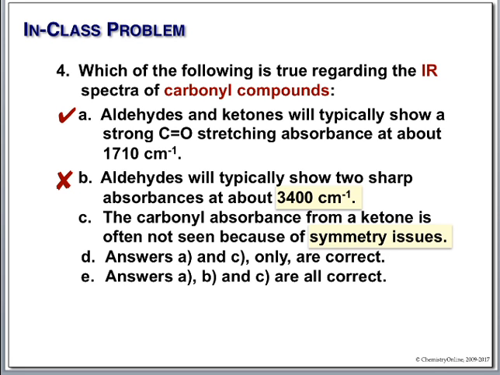it does not absorb at all if it is perfectly symmetrical. However, a carbonyl with a carbon and an oxygen, you can't get much more unsymmetrical, can you? It's a carbon, it's an oxygen. That's why it's such a big absorbance in the IR. So symmetry issues are important, but certainly not for the carbonyl. And that means D and E are obviously not correct. And A is our best answer.